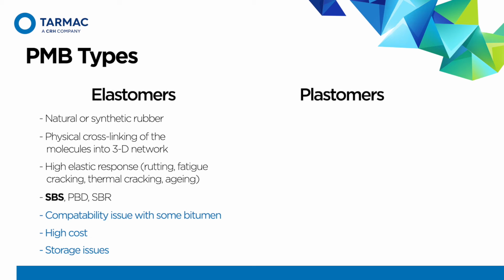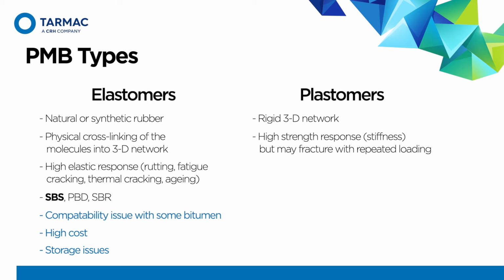The second most common type is the plastomers, which are a rigid 3D network. They initially have very high strength or stiffness, but with the repetition of the load, they might fracture. They have very good stability in terms of storage and relatively lower cost than the elastomers. The most common types are EVA, EMA, and APP. Among those, EVA is the most commonly used in the asphalt industry.